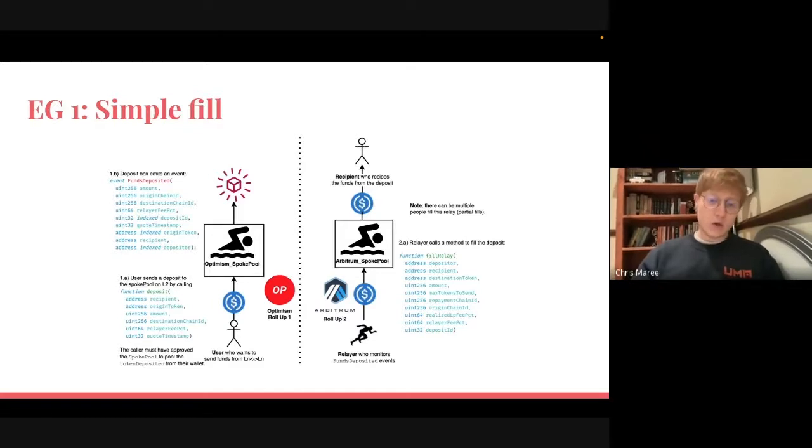They can say, okay, cool, this looks legit. I can see the deposit. It looks correct. The money is in the spoke pool. I'm now going to fill the deposit. So they call fill relay on the destination chain. They specify all the parameters.